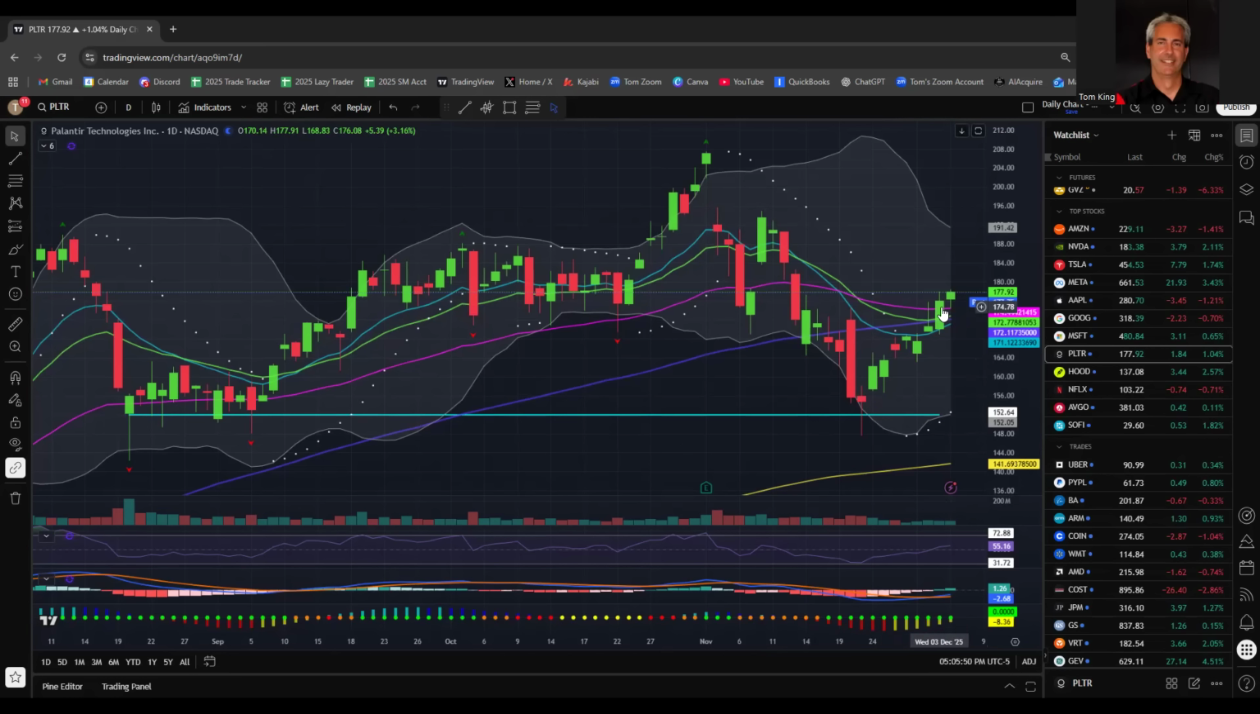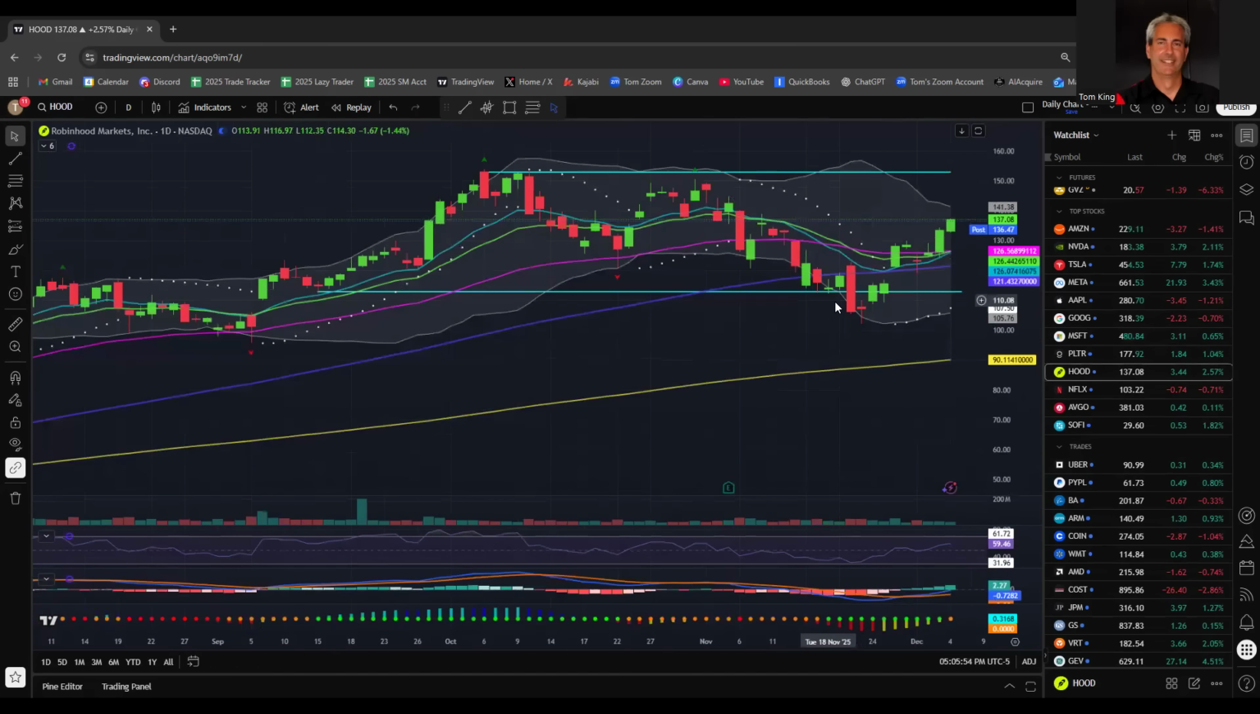I like it. We're going to talk about a 1-1-2 in Palantir. Let's take a look at Hood. Same type of setup. You've got the 8 about to break the 21, the 21 about to break the 50, RSI, PSAR, all looking good. This thing's bullish. It looks good.